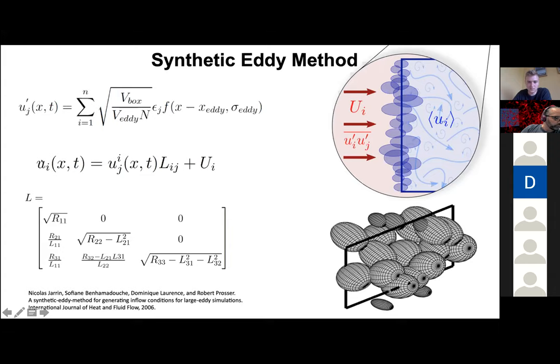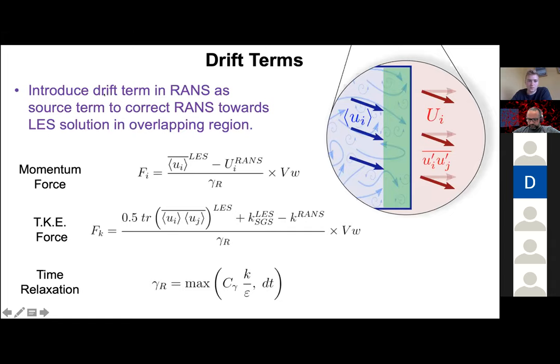And then at the outlet, we introduce these drift terms into the RANS, so a source term in the RANS equations, in order to nudge the solution that we're getting in the RANS towards the solution we're getting in the LES. So we do this in a region near the outlet. We do this for both the momentum term and the turbulent kinetic energy at the moment. And we have a time relaxation based on the Reynolds statistics.